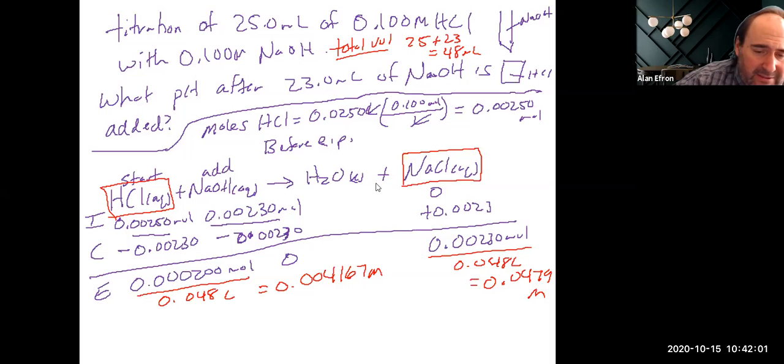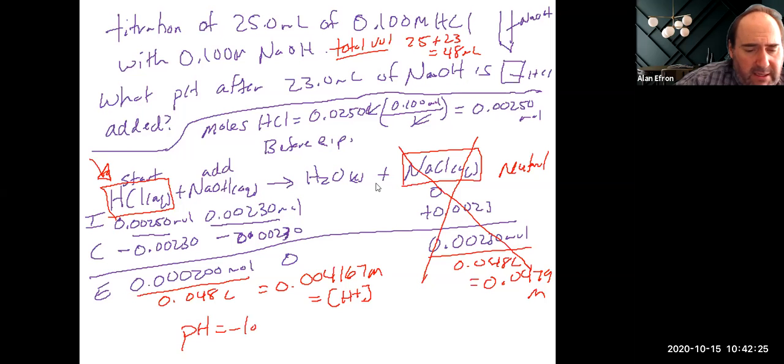Although they are related to each other, this guy, the sodium chloride, is a neutral salt, so we don't have to really worry about it. So really the only thing that's going to affect the pH is actually our acid here. And since this is a strong acid, this will also be our H plus concentration, which means our pH would be minus the log of 0.004167. And that was going to get us a pH of 2.38.